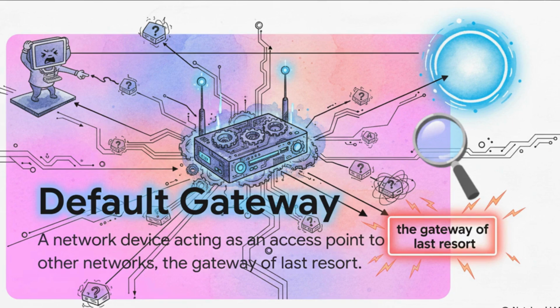I know, it sounds like something straight out of a sci-fi movie, doesn't it? But it's highly accurate. When your computer realizes a message isn't meant for a local neighbor, it hands it straight to this critical piece of infrastructure. When it's exhausted all its local options and just has no idea how to reach a destination, it throws its hands up and sends the data to the gateway of last resort.